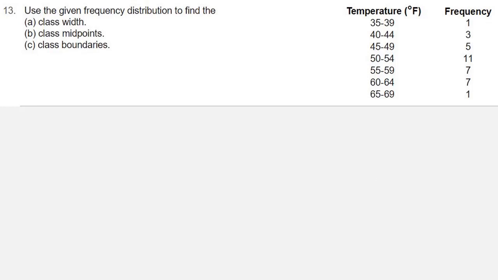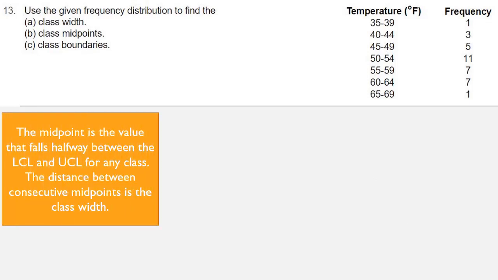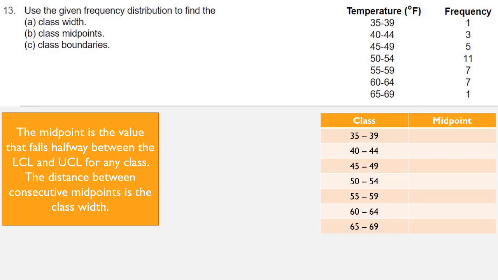For part B, we're finding the midpoints. The midpoint is the value that falls halfway between the lower class limit and upper class limit for any class. The distance between consecutive midpoints is the class width. So, we have our classes, and then to find the midpoints, we're going to add the two numbers together for a class and divide by 2.